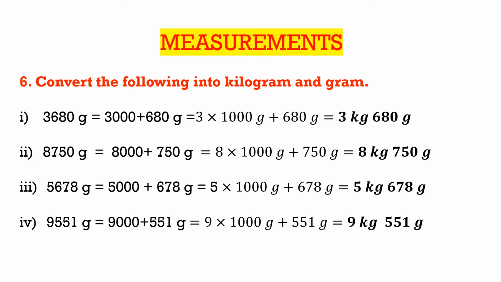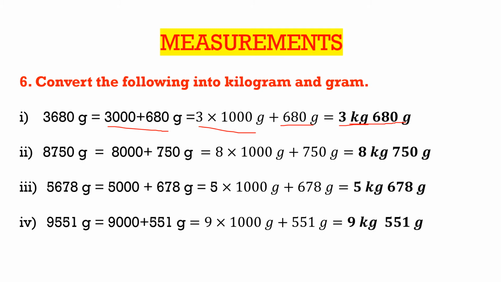So we can write 3680 as 3000 plus 680 gram, and 3000 is 3 multiplied by 1000 gram plus 680 gram. So we get 3 multiplied by 1000 gram. 1000 gram is 1 kg. So we get 3 multiplied by 1 kg is 3 kg and 680 gram. So we get 3 kg 680 gram. So 3680 gram equal to 3 kg 680 gram.